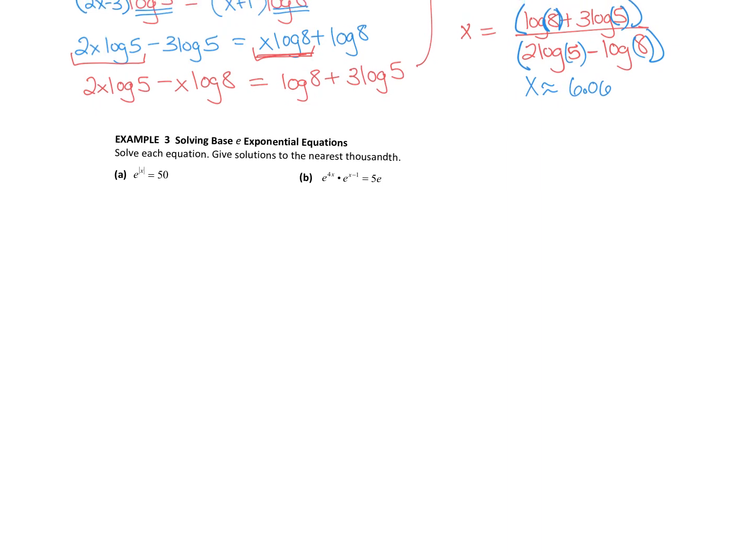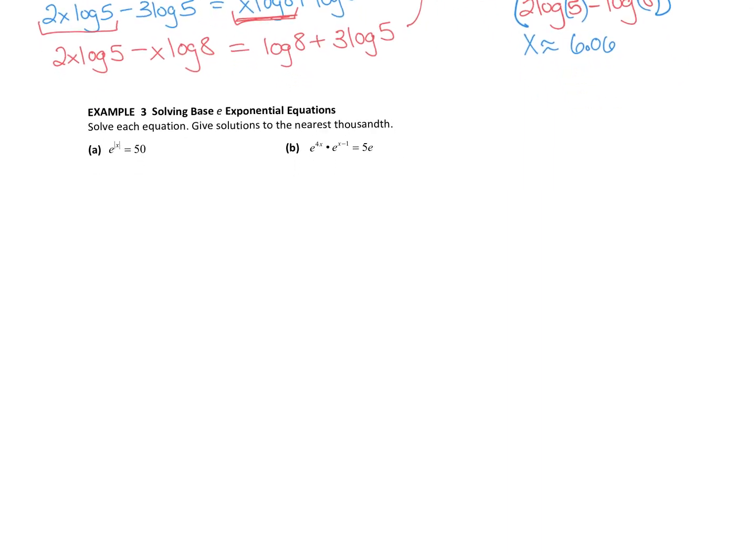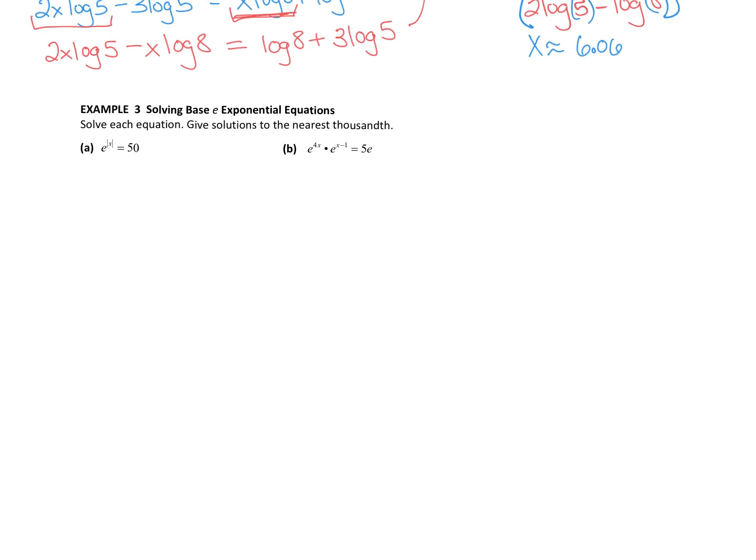For this first one, we're going to have e raised to the absolute value of x equals 50. I'm just going to convert this to logarithmic form base e. When I do that, I'm going to get the natural log of 50 equals the absolute value of x. And when we solve an absolute value equation, we say that the inside of the absolute value is either equal to that value or it's equal to the opposite of that value. And so at this point, we're done unless you want a decimal approximation.